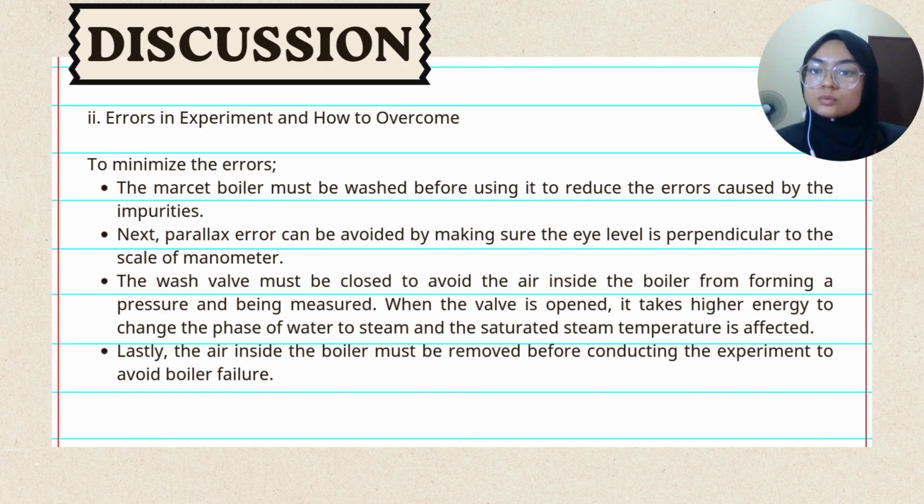Next, the wash valve must be closed to avoid the air inside the boiler from forming a pressure and being measured. When the valve is opened, it actually takes higher energy to change the phase of water to steam, and the saturated steam temperature can also be affected. Lastly, the air inside the boiler must be removed completely before conducting the experiment to avoid boiler failure.